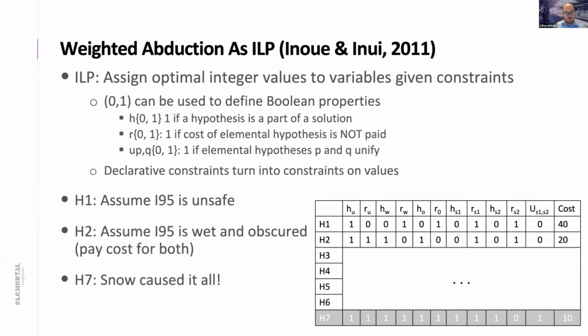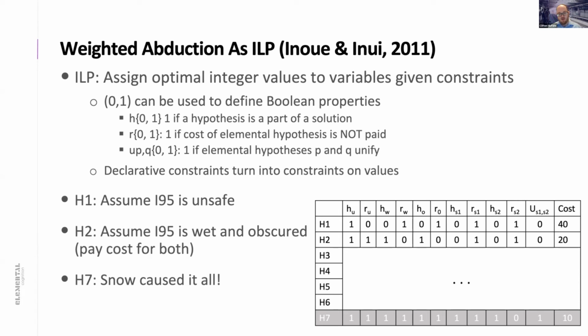And what Inoue and Inui did in 2011 is assign integer values, turn this into an ILP problem. Specifically, they turn it into a Boolean or 0-1 ILP problem by assigning 1 if a hypothesis or a match is a part of the solution, and also keeping track of whether the hypothesis cost is paid. So for any observation, you can assume it with no explanation. That would mean that H of that proposition is true, but you have to pay its cost. So R of that proposition is also true, it's 1.